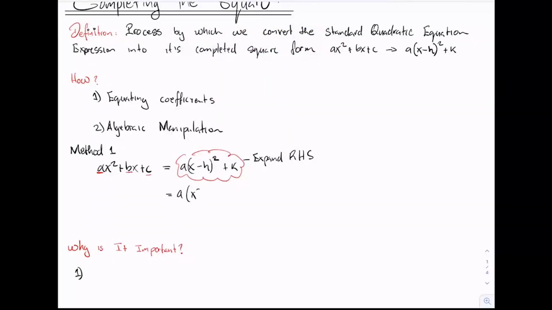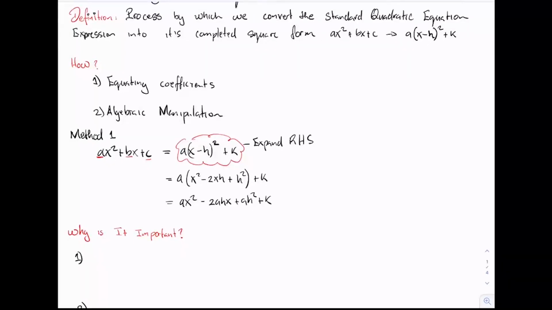On this side of the equation, once we expand, we get a times (x squared minus 2xh plus h squared) plus k, and then we can distribute a throughout the bracket, which gives us ax squared minus 2ahx plus ah squared plus k. From this form, we can solve for the parameters h and k by equating the coefficients. The coefficient of x is negative 2ah, the coefficient of x squared is still a, and the constant term becomes ah squared plus k. We'll use this technique to solve for h and k, and then we can write down the completed square form.